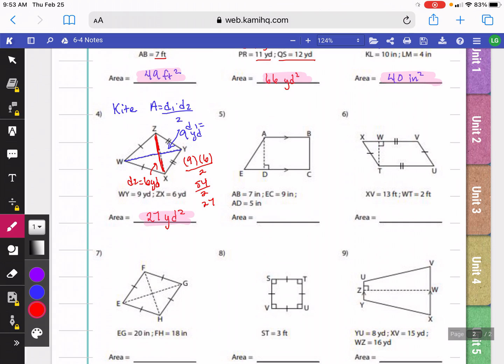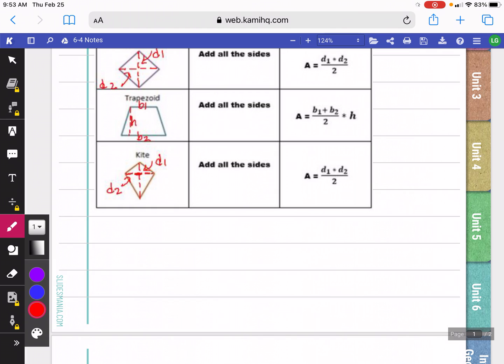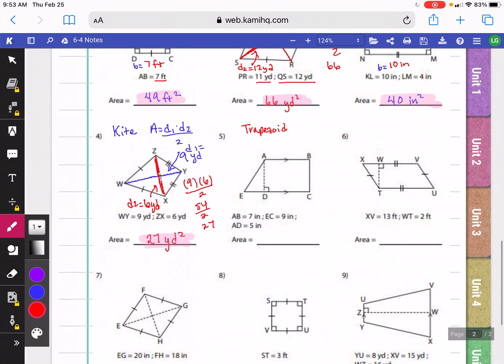The next example, we have a trapezoid. For a trapezoid, to get the area, you do base 1 plus base 2 divided by 2, then multiply the height. So let's look at our picture here. AB is 7 inches. EC is 9 inches. That's the whole bottom. So this is my base 1. This is my base 2. And then AD equals 5 inches. AD is right here. That's my height.